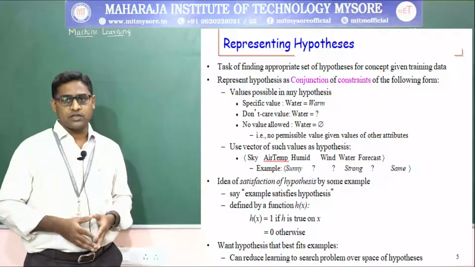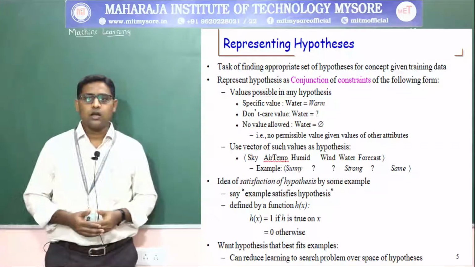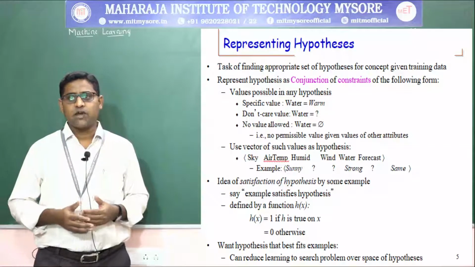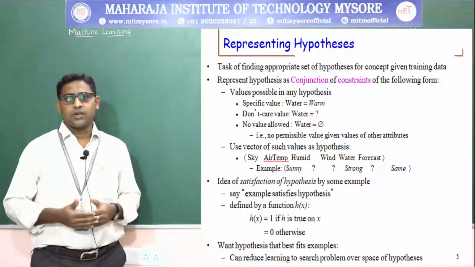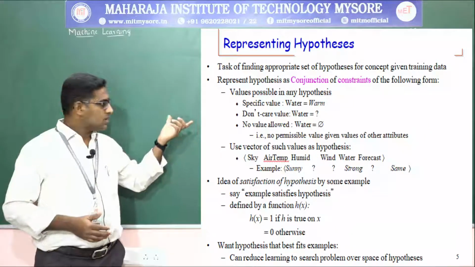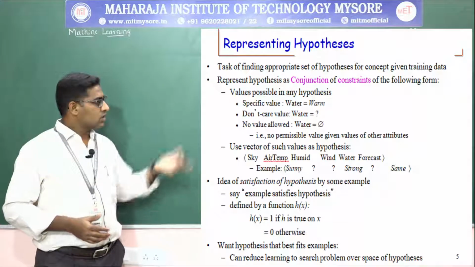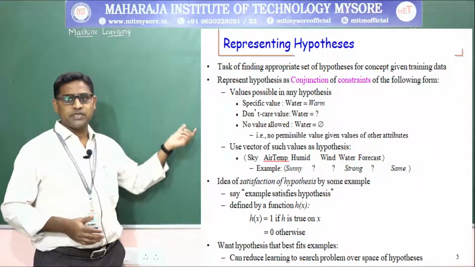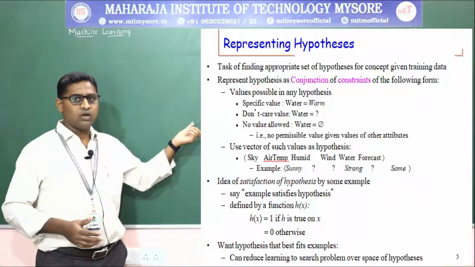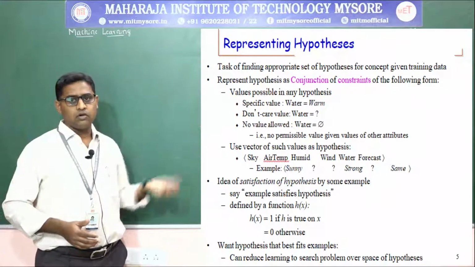representing the hypothesis. So how to represent the hypothesis of going to enjoy the water sport? Say the task is to find an appropriate set of hypotheses for the concept given training data. So it is represented as a conjunction (AND) of constraints from the following values. The following values will be a specific value, like water equal to warm, then a don't care value, where any value can be allowed, which is the question mark symbol.